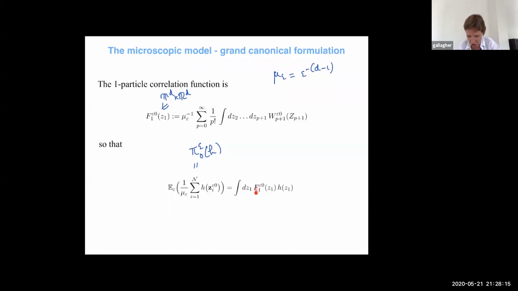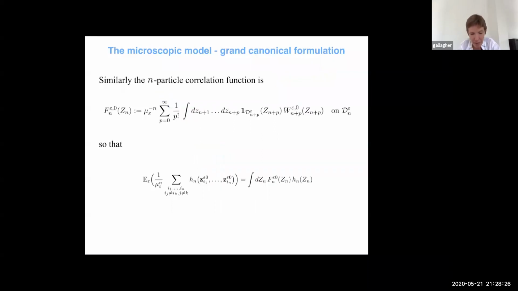And it's translated by this one particle correlation function. And once you've done that, of course, you can also look at 2 particle correlation functions, 3 particle, etc. So you can look more generally at the n particle correlation function. What you do here is you fix n particles, right? And then you want to see how many particles can be associated to those n first, and you integrate against all those possibilities here. And again, you sum from p going from 0 to infinity.